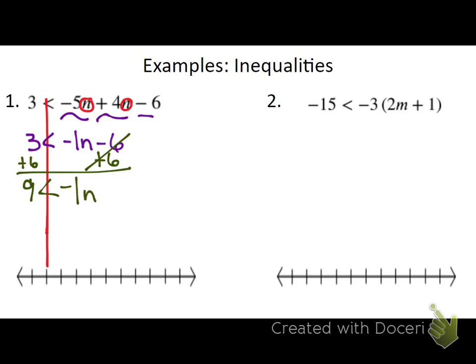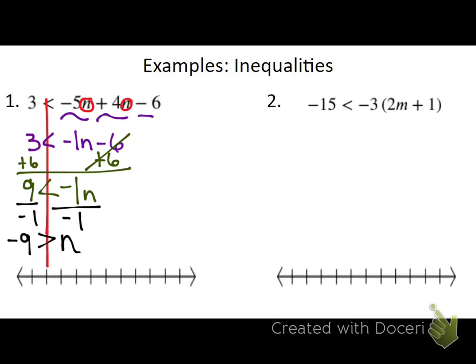My goal is to still get the variable by itself. What's the last step I need to do in order to get the variable by itself? Divide by negative 1, not by negative 1n, just by negative 1. Since I'm dividing by a negative, and this is an inequality, what am I going to have to do? Flip the sign. So I'm going to bring down my n. What's 9 divided by negative 1? Negative 9.